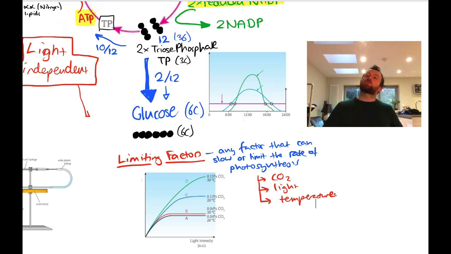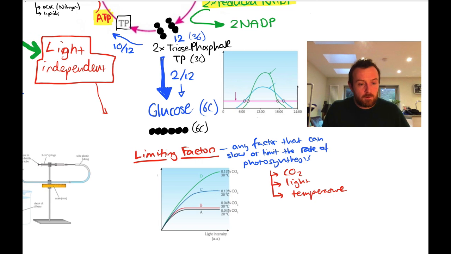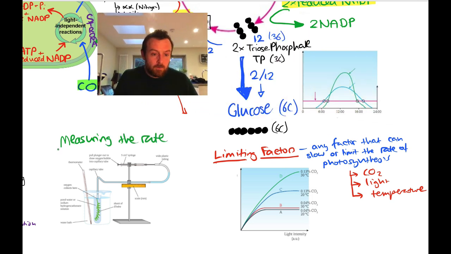Now, water sort of could, but if there was a limiting amount of water in the plant cell, then the cell would be dead. So we don't normally say that the water is limiting for photosynthesis, because it would be limiting for the life of the plant before. Okay, so in order to investigate limiting factors, we need to be able to measure the rate of photosynthesis. And to do so, we need to use a device called a photosynthetometer.